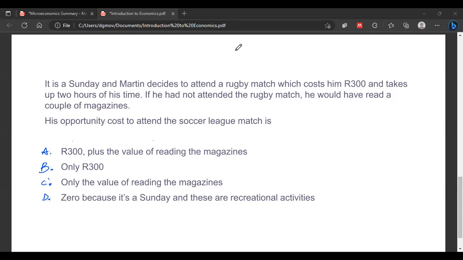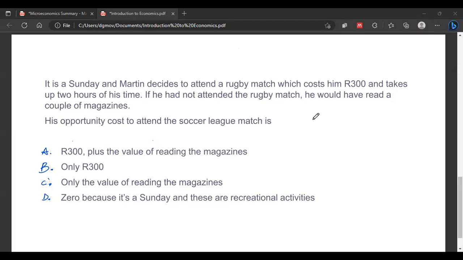Felana justified her answer as C because instead of reading a couple of magazines, he decided to attend a rugby match. So the opportunity cost, according to Felana, would be only the value of reading the magazines. Do we all agree? Some agree. I've seen a couple of C's. Someone else with a different answer to justify? You can go ahead, your hand is up.